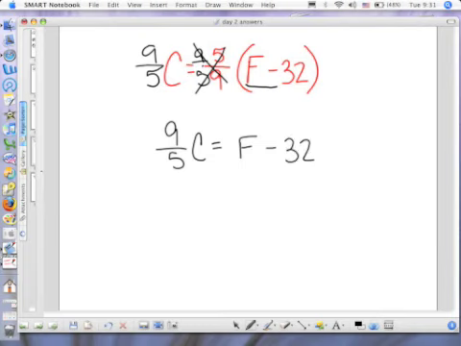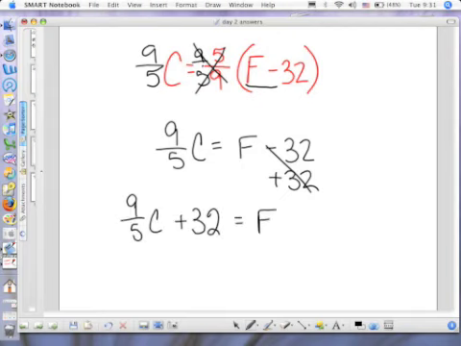And we're trying to get F by itself. So what's F and 32 doing together? Being subtracted. We're subtracting 32. Opposite is add. So you have 9/5 C plus 32 is equal to F.